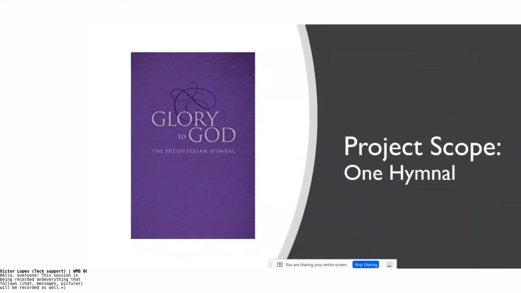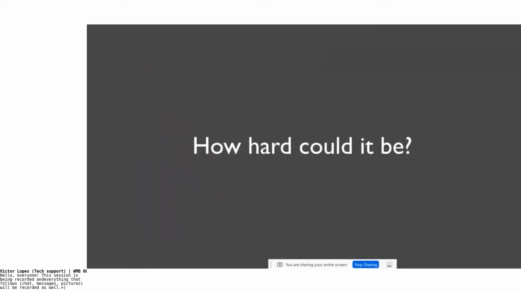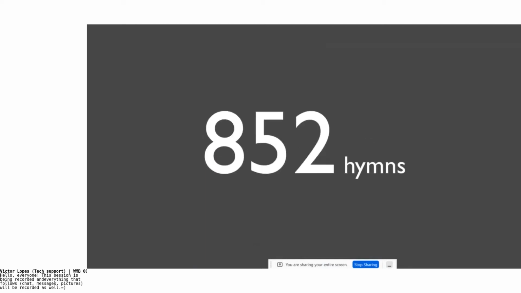My project scope was a contemporary hymnal, which I chose over our rare hymnals because I could work on it from home during the pandemic. Other than that, I had no plan. After all, how hard could it be? Well, this hymnal has 852 hymns for starters. I started at the beginning of the hymnal and started working my way through, hymn by hymn, and I quickly realized this was more complicated than I had imagined.